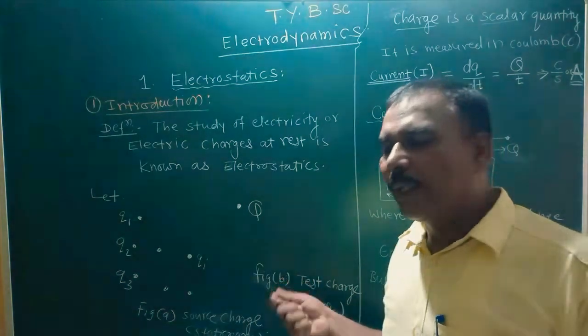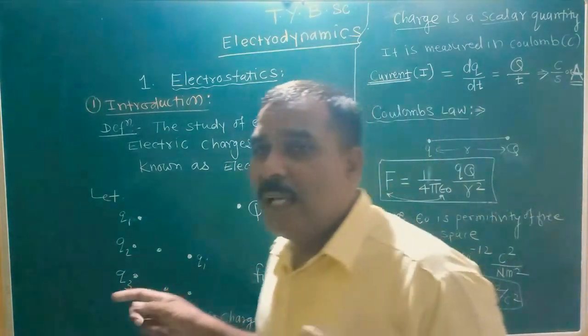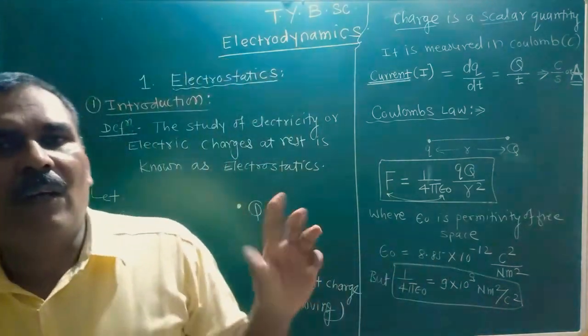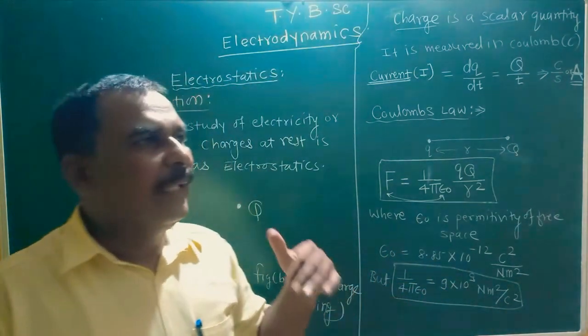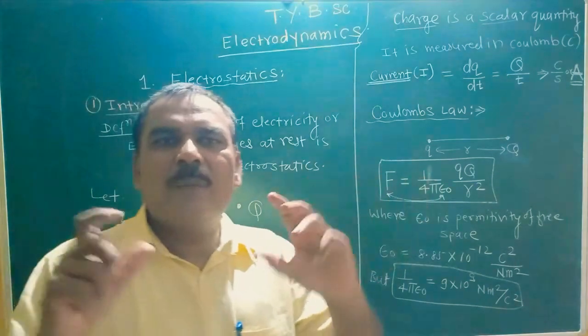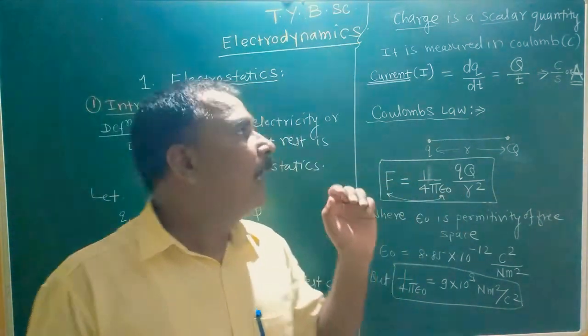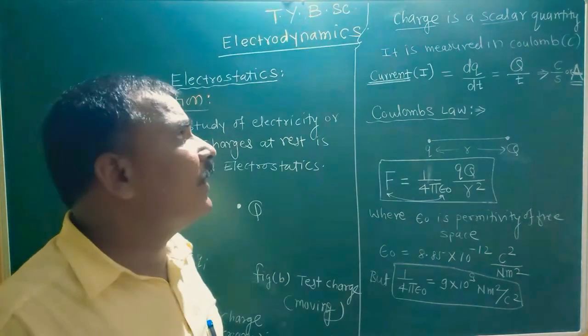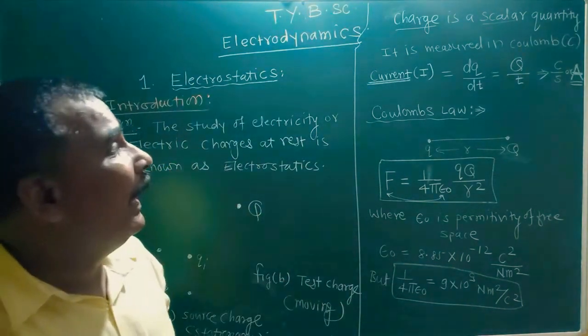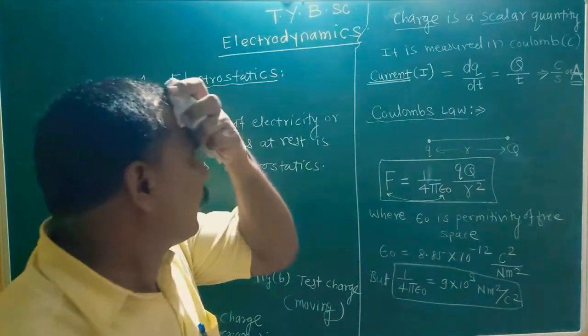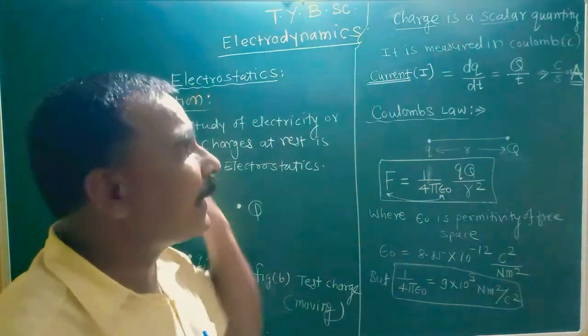moving. When these two charges interact, there may be attraction or repulsion between them. This interaction of the charges we study by using Gauss law and Coulomb's law. Basically, charge is a scalar quantity, and this scalar quantity is measured in Coulomb. Charge is measured in Coulomb.